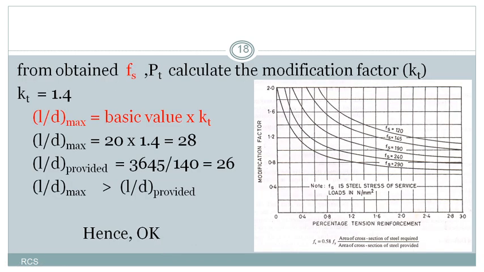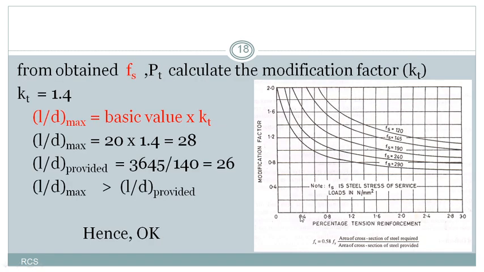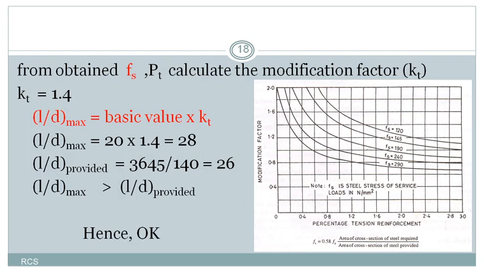Right. After obtaining the Fs value and Pt value, we have to calculate the modification factor. The modification factor can be calculated knowing the percentage of steel and the value of Fs. So the percentage of steel we obtained is 0.345. Here on the x-axis we have the percentage of steel, and say it is 0.4, and somewhere I have 0.345 here, and that is 240. So somewhere I will get approximately here.